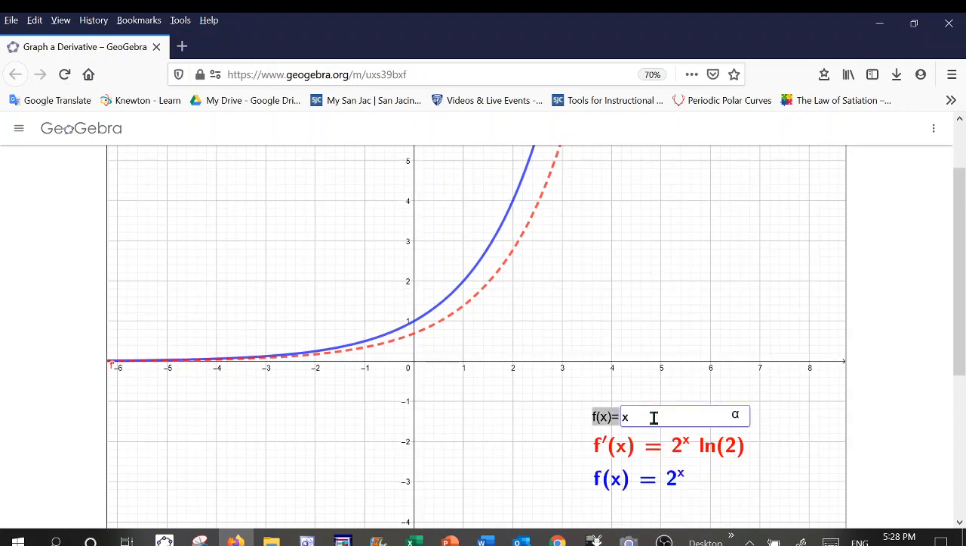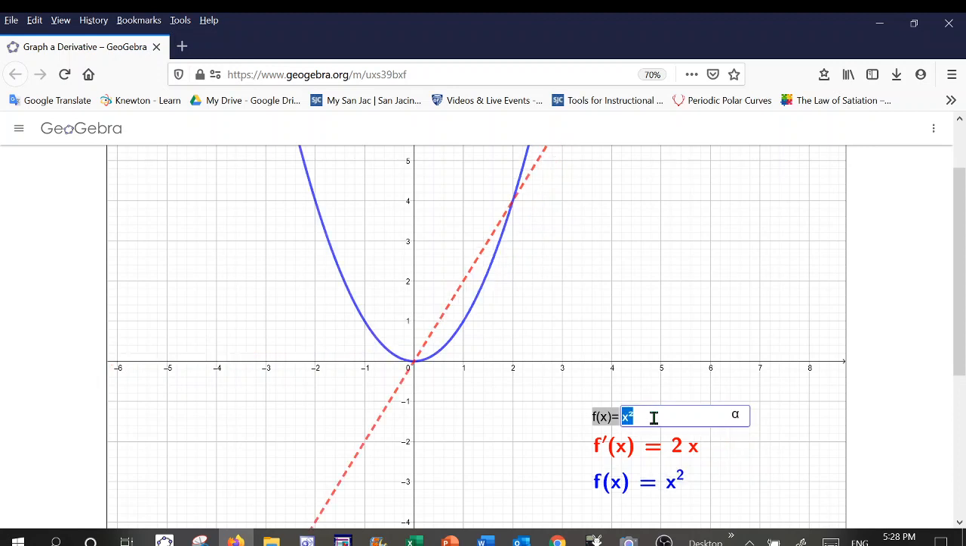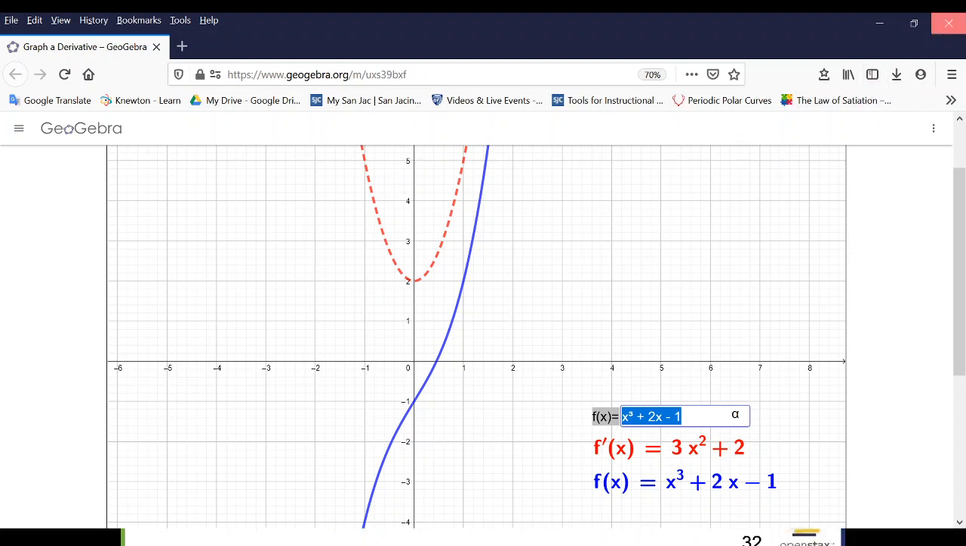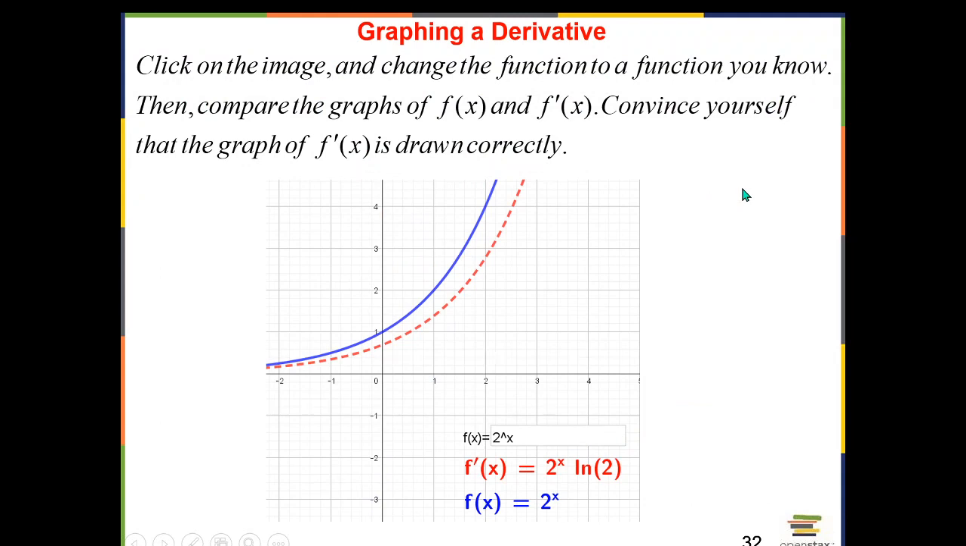So for example, if I make it x squared, right, that's the graph of the function, and that is the derivative of it. Let's go to something else. Let's say x to the third power plus 2x minus 1. There. Right, that's the function. The red one is the derivative of it. So you can practice with this and compare the derivatives and see if this actually makes sense to you.